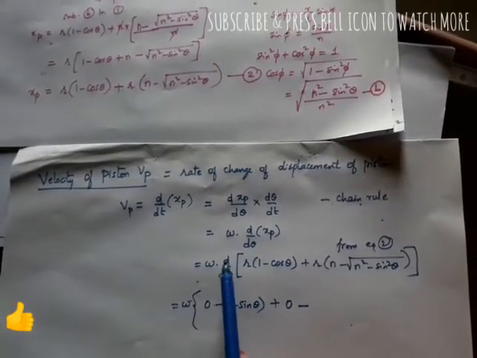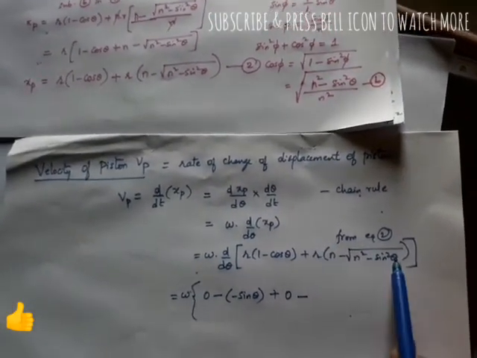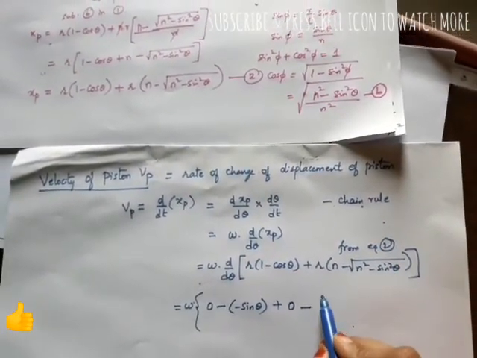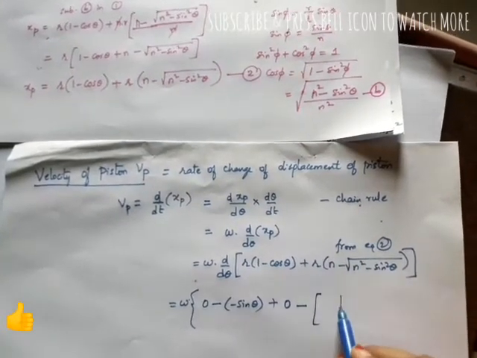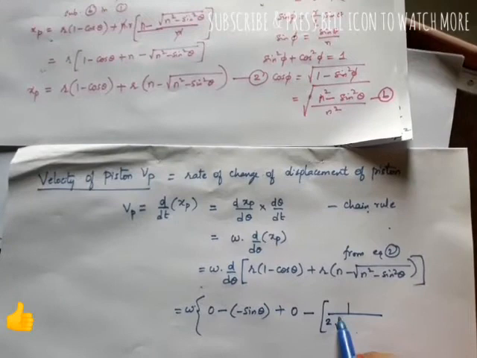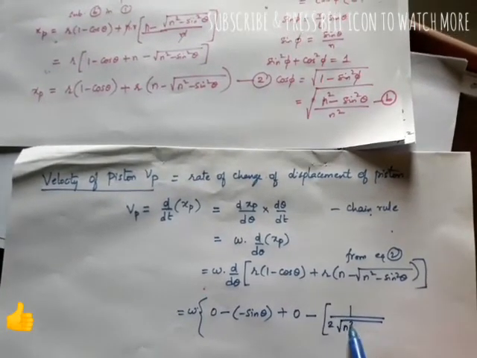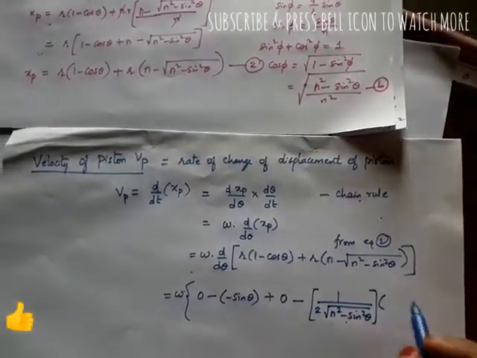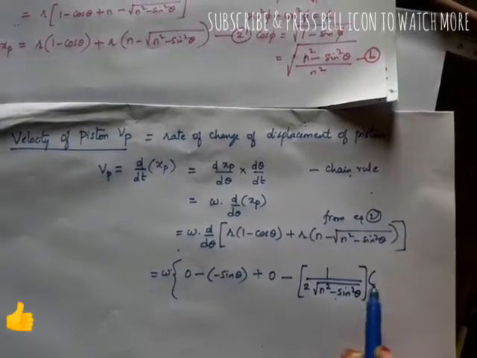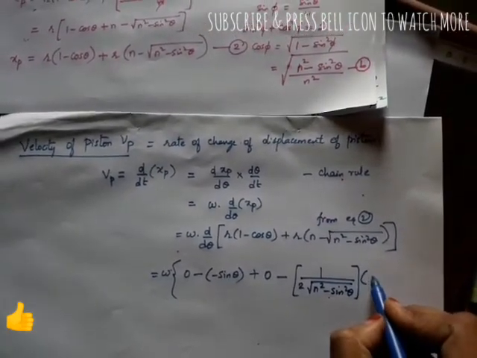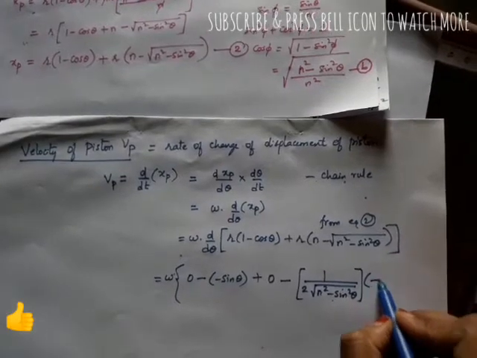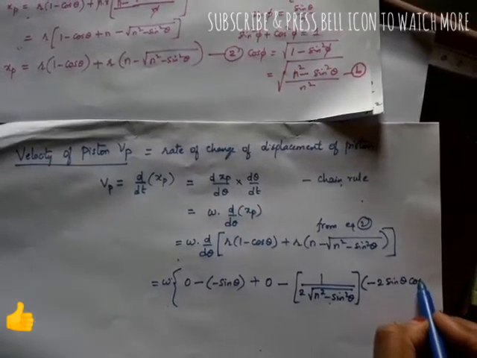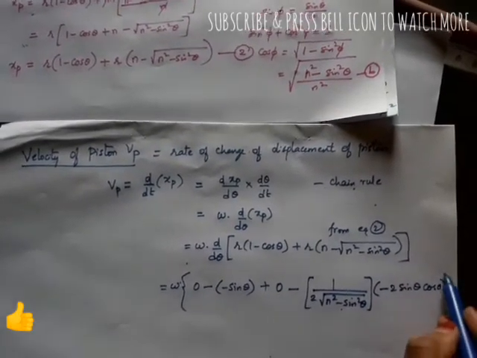Then d by d theta of r into root over n square minus sin square theta. It is nothing but differentiation of a constant into one variable, so the constant will come outside. So we will have 1 by 2 root over n square minus sin square theta. Again this is not simply theta, this is sin theta, so I have to differentiate this sin square theta. It is minus over here, so I have to put a minus 2 into sin theta. Again d by d theta of sin theta is cos theta. This is by our simple maths of intermediate level.